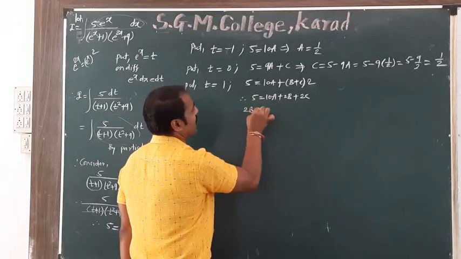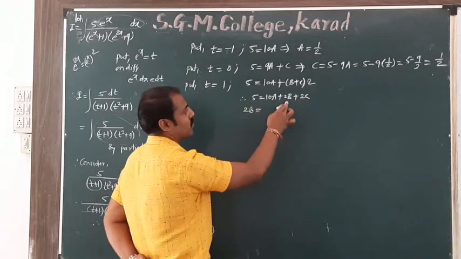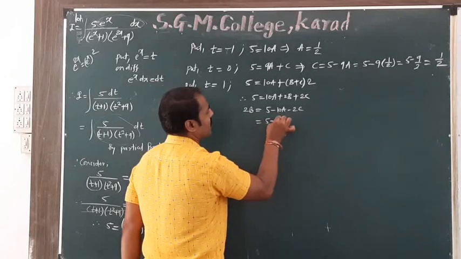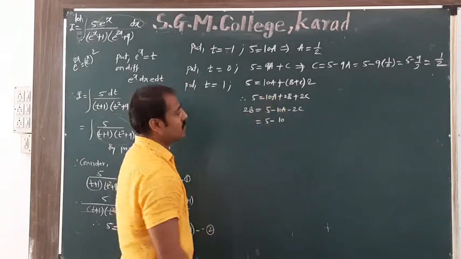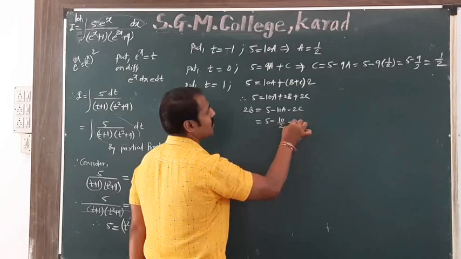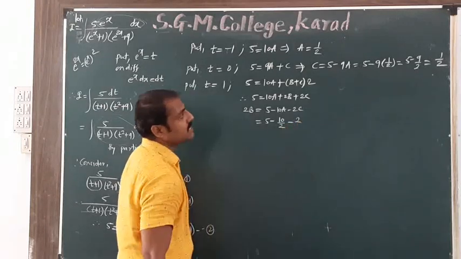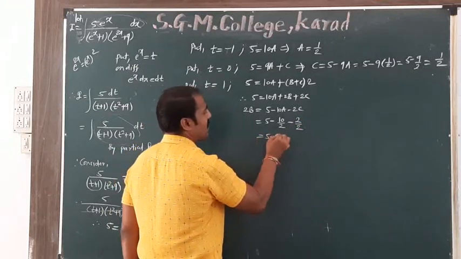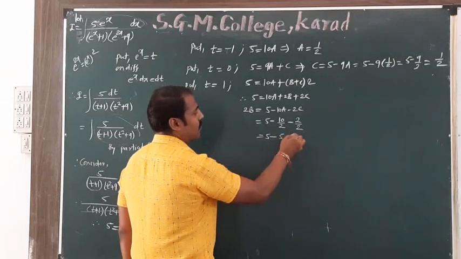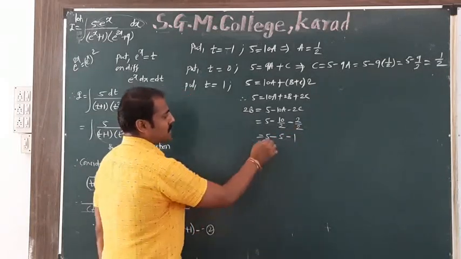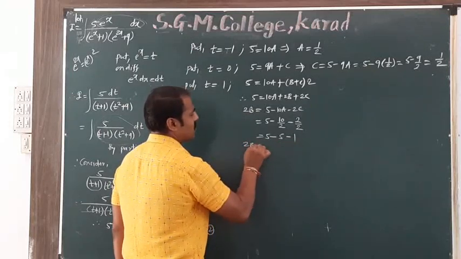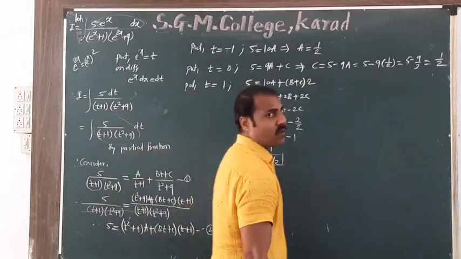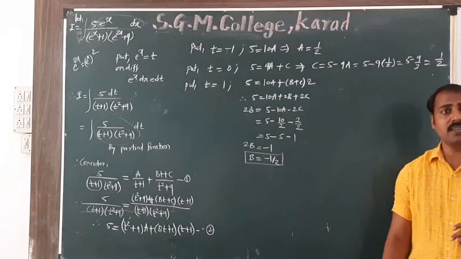To find the value of b, I can write this equation for 2b. 2b is equal to 5 minus 10a minus 2c, which is equal to 5 minus 10 into the value of a, 1 upon 2, so 10 by 2, minus 2 into the value of c, 1 upon 2, which is 2 upon 2. 5 minus 10 divided by 2 is 5, minus 2 divided by 2 is 1. 5 minus 5 is 0, minus 1. So 2b is equal to minus 1. This implies b is equal to minus half. Here we find all the constants a, b and c.